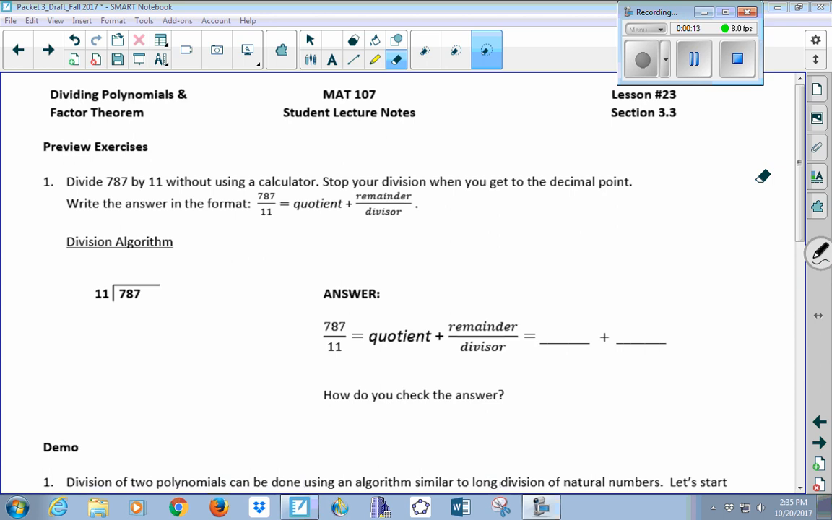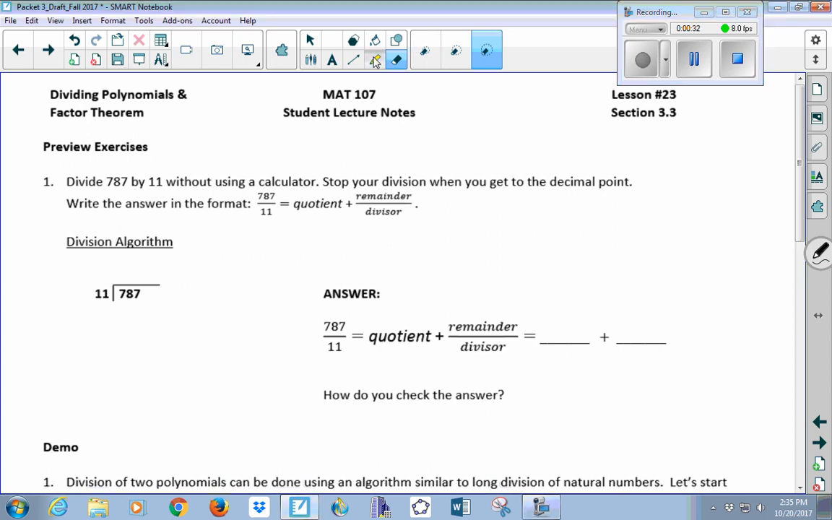So we're asking you to divide 787 by 11 without using a calculator. And we'd like you to stop your division when you get to the decimal point. And we'd like you to write your answer as the number, the quotient, plus the remainder divided by the divisor.